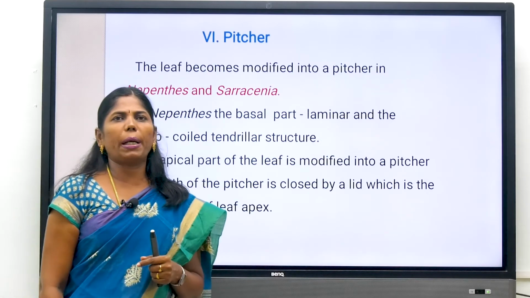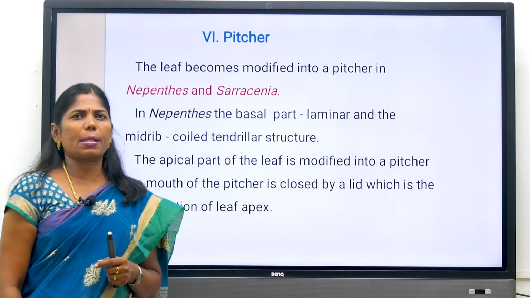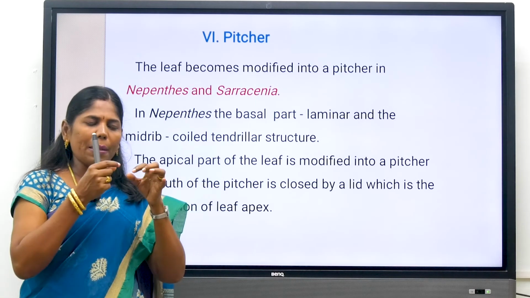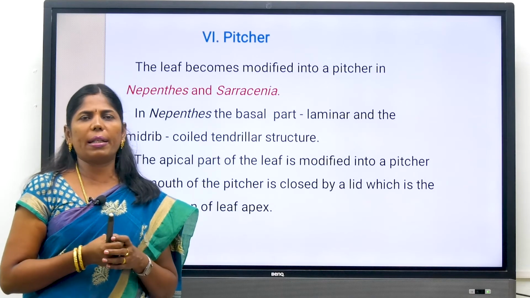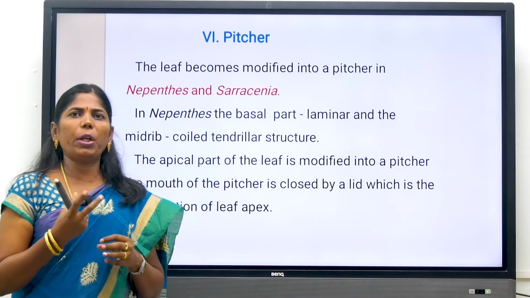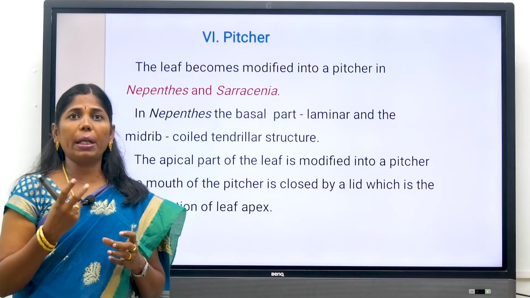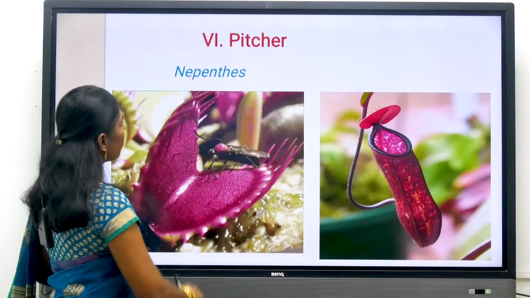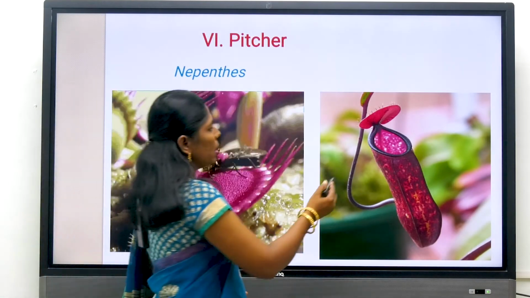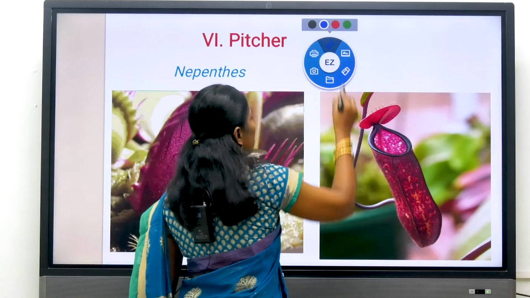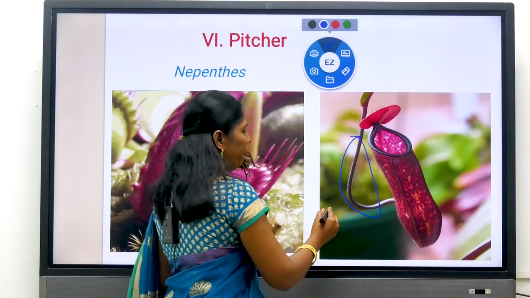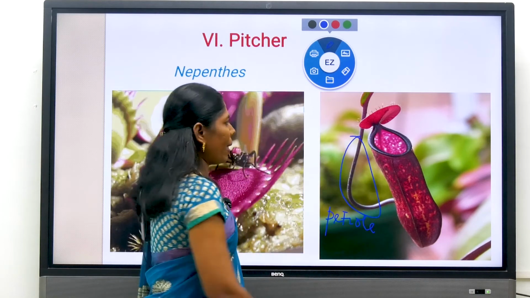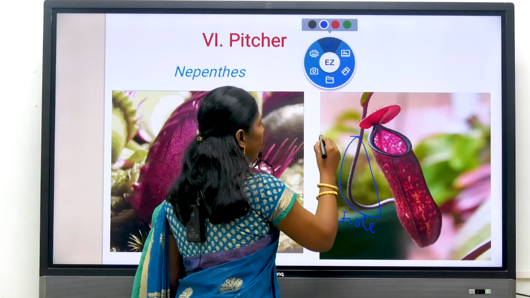Next one is the pitcher plant. Okay, the pitcher plant example is Nepenthes. In Nepenthes the total leaf part is modified. Actually the petioles are modified into a tendril-like structure, and the lamina is modified into the pitcher. The apex regions are modified into a lid. So in Nepenthes the basal part is here, this is the basal region. This is a petiole, actually the petioles are modified into a tendril-like structure.